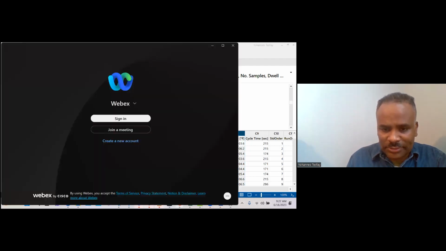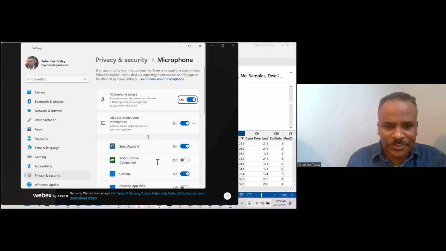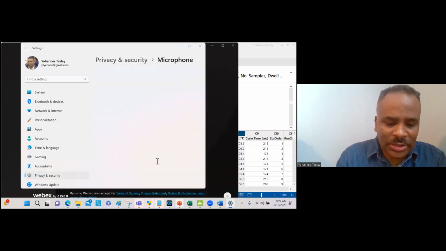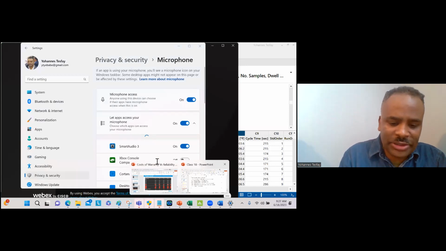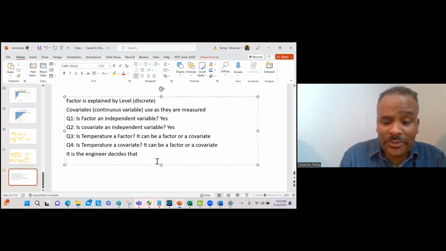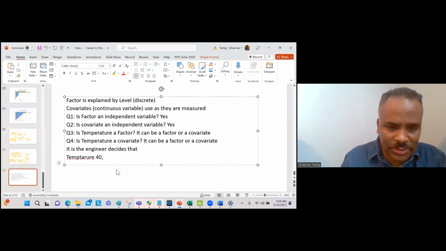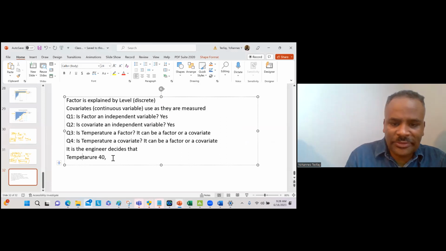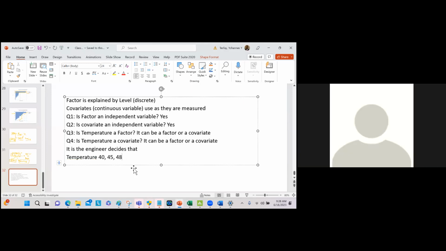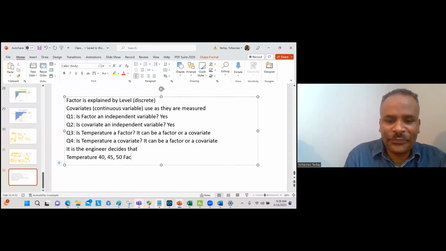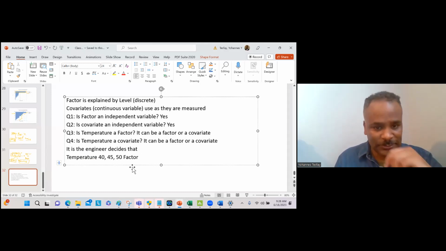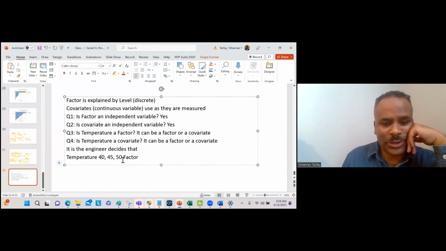Okay, temperature could be, let's say, 40 degrees centigrade, okay, 40, 45 and 48, or 50, yeah, 50. It becomes a factor. You see, the factor has level 1, level 2, level 3. You see, temperature.